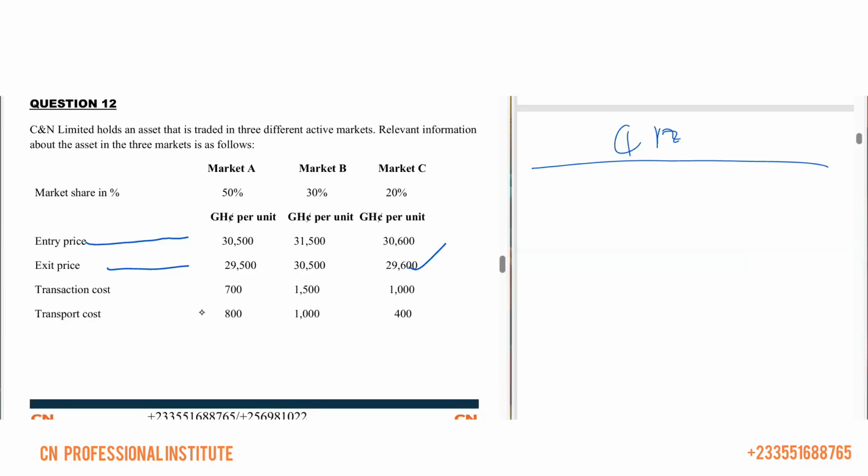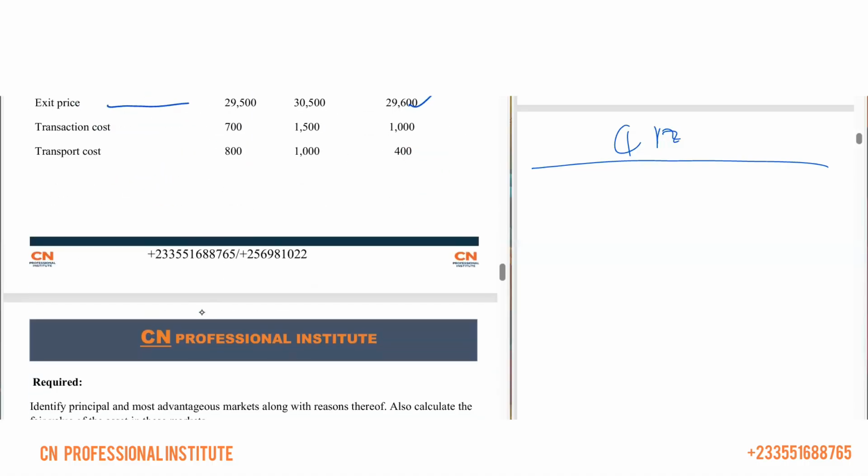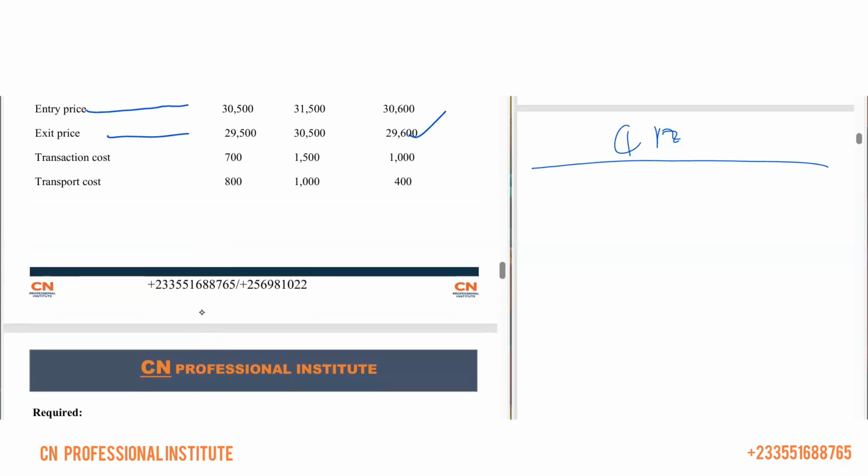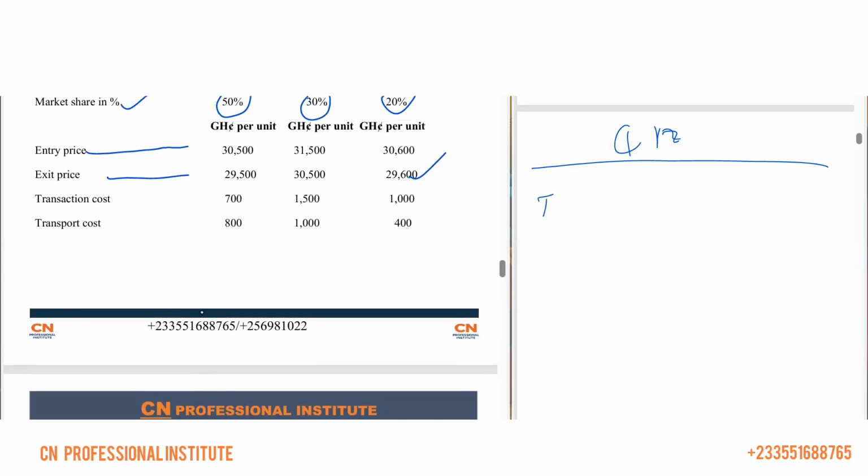Now, my question is, we have a principal market. We say the principal market is the market in which you can sell the greatest quantity. Here there's a principal market. The principal market is denoted by the market share. Market A has 50%, B 30%, and C 20%. So it means that the greatest unit can be sold in market A. That's what you have to know. So if you look at the first requirement, we shall identify the principal market. So we say the principal market is what?